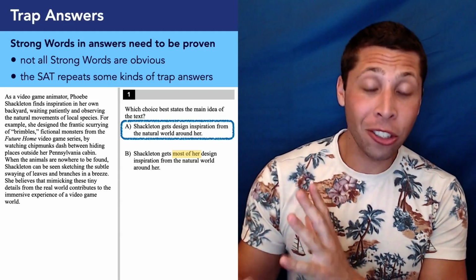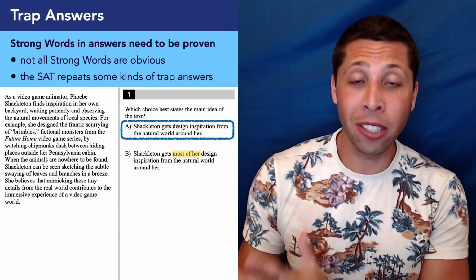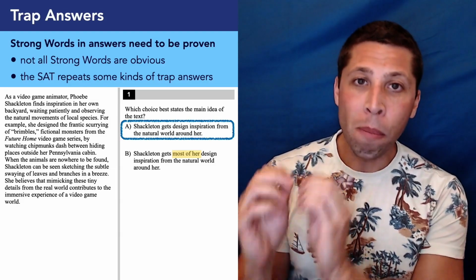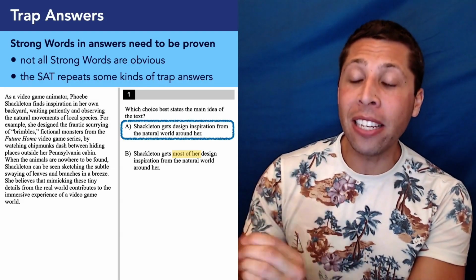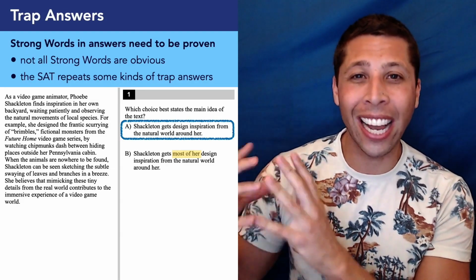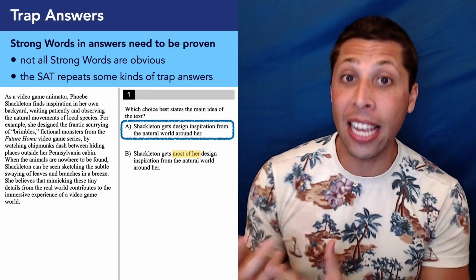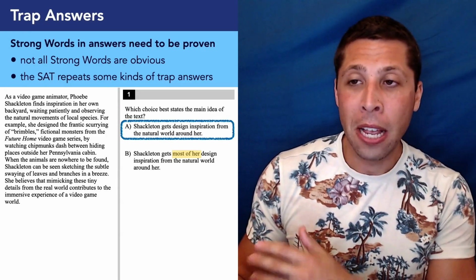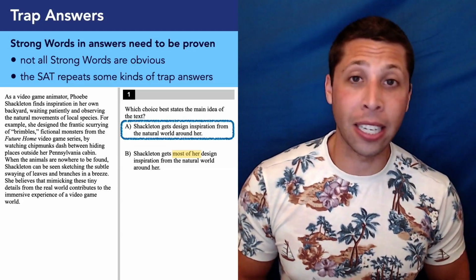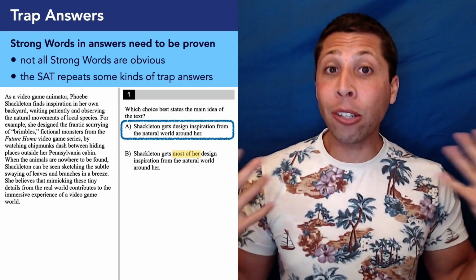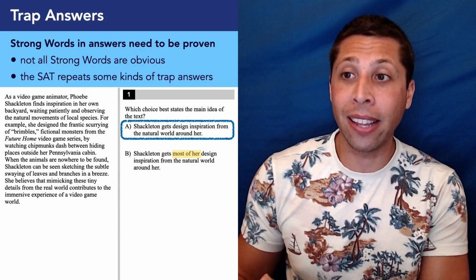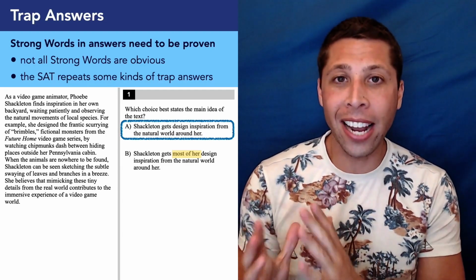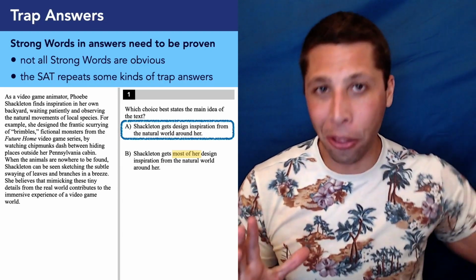But this passage is only about her inspiration of the natural world, so why can't B be correct? Well, most is so specific that we need to find another strong word that kind of hits that same specific idea in the passage. Now, it only talks about her inspiration from the natural world, but it never rules out that she's not getting inspired from other places. And we're not allowed to assume that's what's happening, right? This is just one example of where her inspiration comes from. We're not getting the specifics about other things.